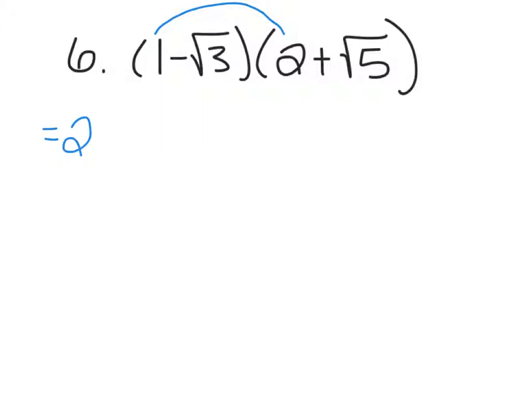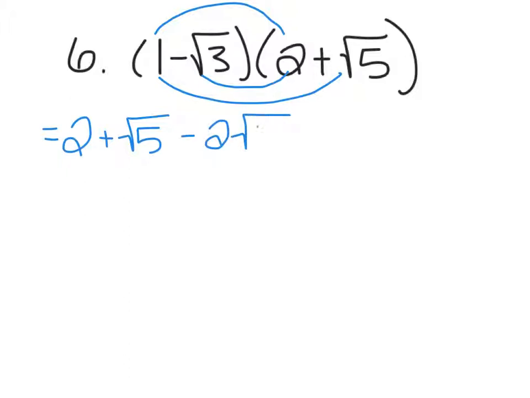You could also use the box method. 1 times square root of 5 is just square root of 5. 1 times anything is itself. Negative square root of 3 times 2. Don't multiply the 2 and the 3. You're just going to put the 2 in front of that radical. The only time you would multiply the 2 and the 3 is if the 2 was under a radical. But the 2 is not. It's just a regular number.